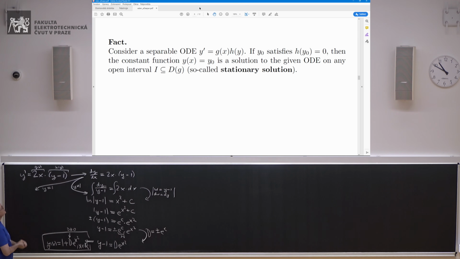And here we have an interesting fact. We have a separable equation, and we assume that there is some y naught which makes h equal to 0. So at a certain value, we cannot do this trick. But then, surprisingly, a constant function based on this y naught is actually a solution. It's called a stationary solution. So here we have another solution: y(x) = 1, x belonging to R, is a stationary solution.